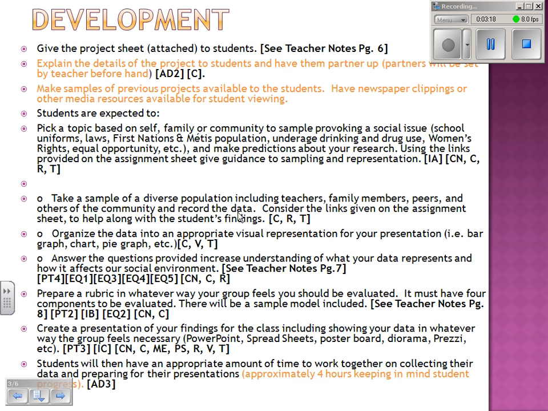Basically the middle of our development is the exact same, but at the end, what we changed was the amount of time. Previously, it was a little less time, and we just added a couple more days, a couple more hours, so that the students had more time to further develop their thinking and understanding.